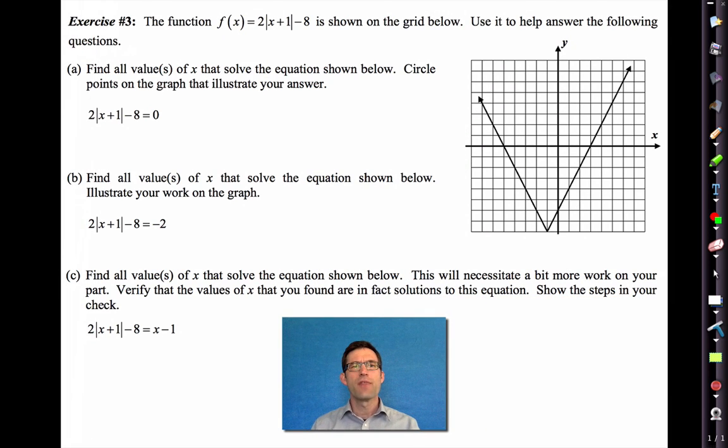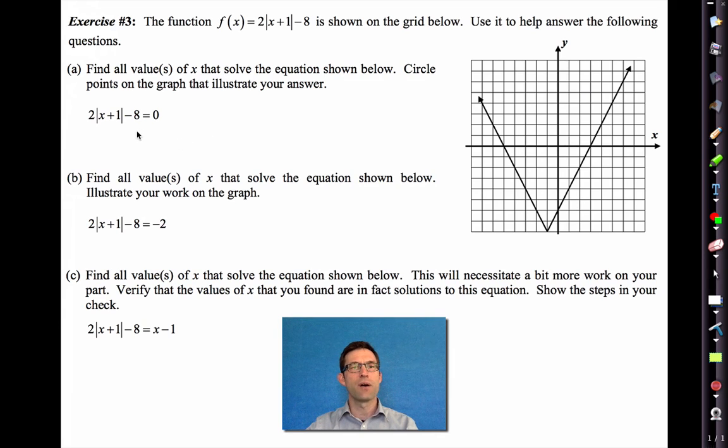Exercise 3. The function f of x equals 2 times the absolute value, remember those are what those bars mean, absolute value of x plus 1 minus 8 is shown on the grid below. Use it to help answer the following questions. It says find all values of x that solve the equation shown below. Circle the points on the graph that illustrate your answer.